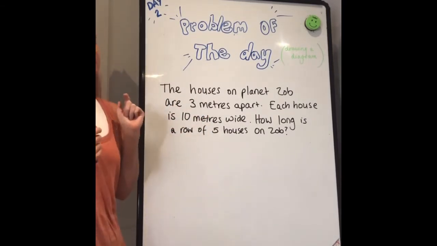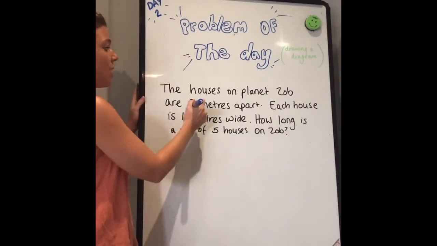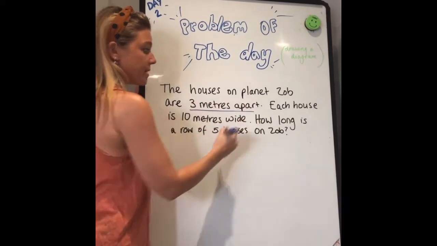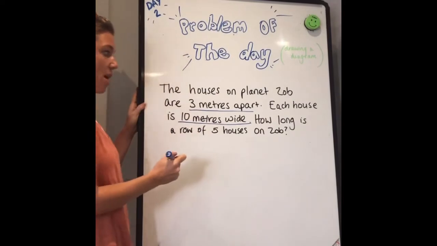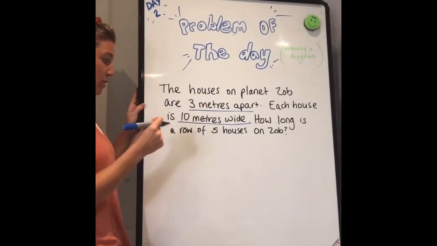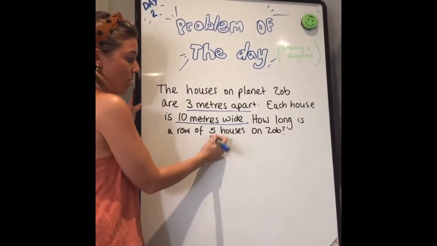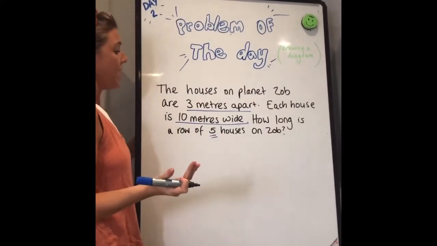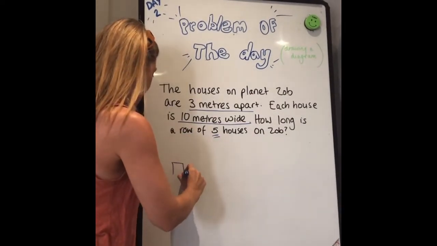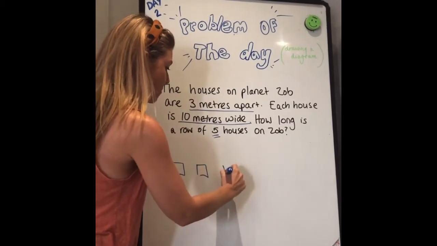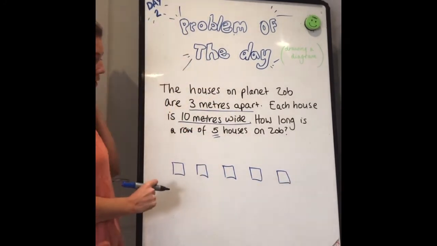Okay, let's think about what we already know and then what we need to find out. So we do know that all the houses on Zob are 3 metres apart. We also know that each house is built 10 metres wide. And what we need to find out is how long is a row of 5 of these houses. So we know we don't need to draw any more than 5 houses. So let's start with that. Let's draw 5 little squares to represent my houses. Here we go. Now, there we've got our 5 houses.